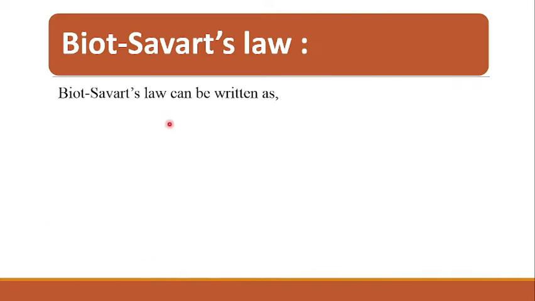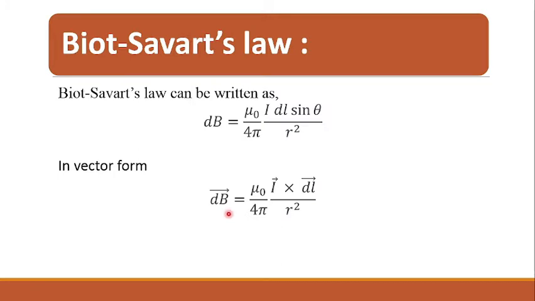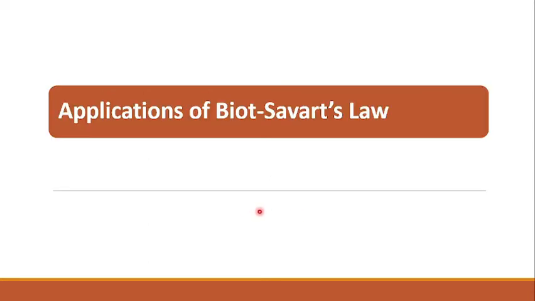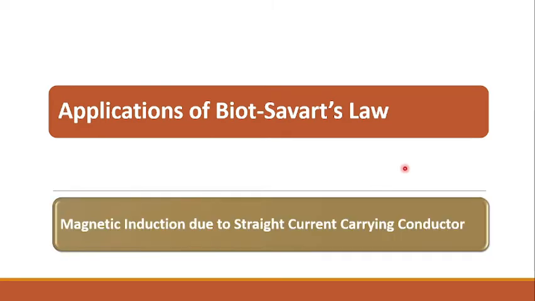So Biot-Savart law can be written as dB is equal to mu 0 upon 4 pi I dl sin theta upon r square. In vector form, dB vector is equal to mu 0 upon 4 pi I dl vector cross r vector upon r square. Let us now study the applications of Biot-Savart law. First application is magnetic induction due to straight current carrying conductor.